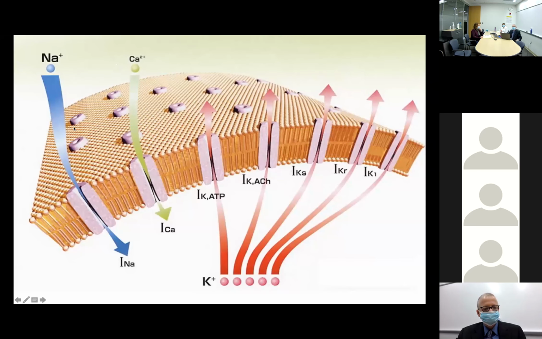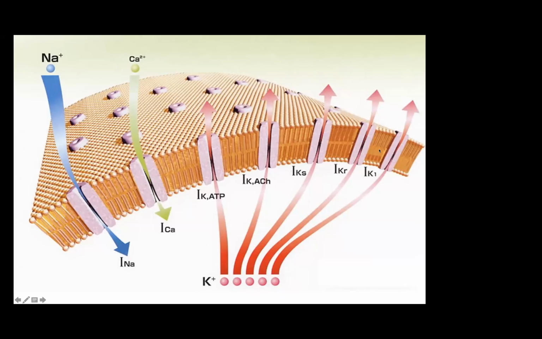And here are different channels. This orange part is the cell membrane. There are many different potassium channels, and 2 of them are involved in the long QT syndrome. There is a sodium channel and there is a calcium channel, and they are transporting sodium and calcium into the cell, and the potassium channels transport potassium out of the cell.